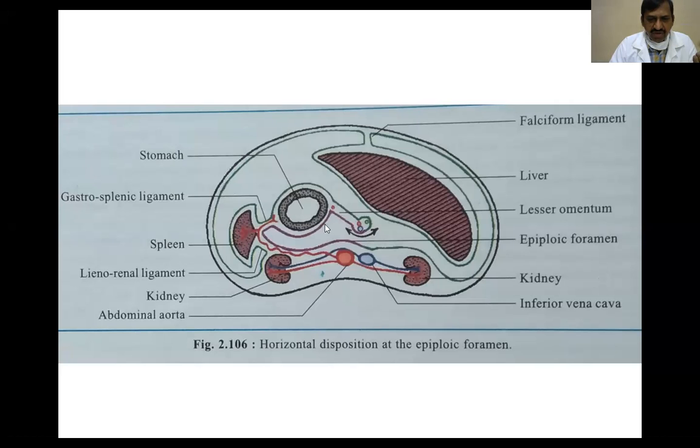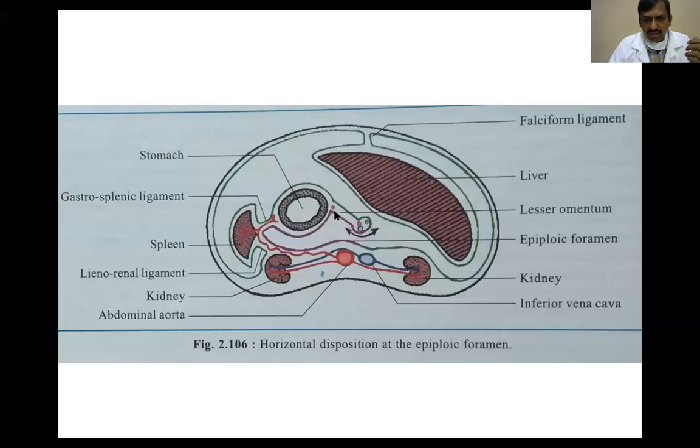They are connecting the different parts of the abdominal cavity. Here, this is the epiploic foramen. This is the only communication between the lesser sac and the greater sac. That is why, from an examination point of view, this epiploic foramen is very, very important, and lesser omentum is also very important. Lesser omentum and greater omentum.